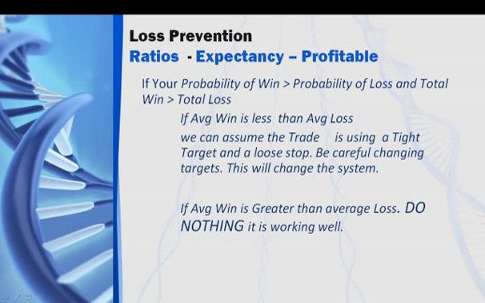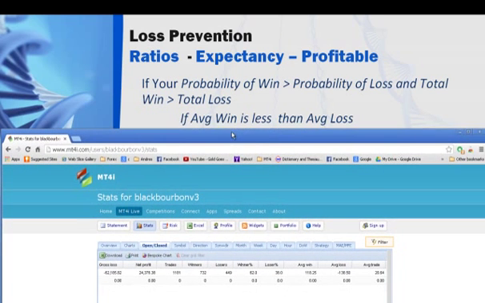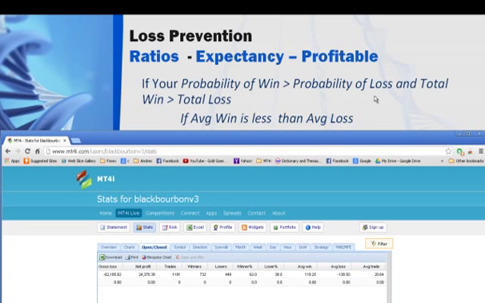If your probability of win is greater than your probability of loss, and it was in our system, it was 62% and 33%. Matter of fact, let's leave it on the screen at the same time so you can see these. And these come in real time. If your probability of win is greater than probability of loss and total wins is greater than total loss.